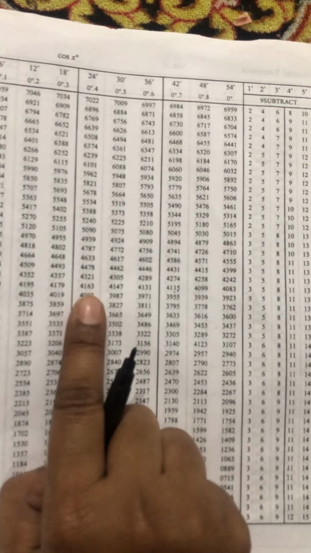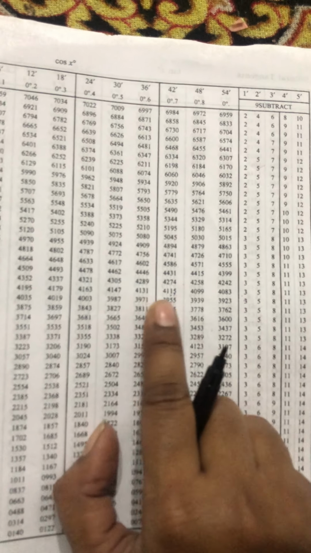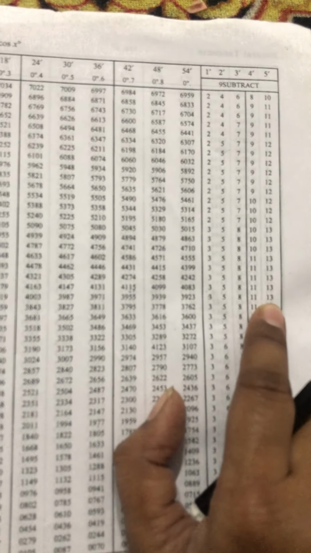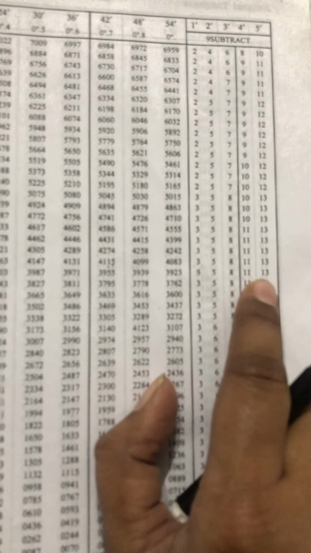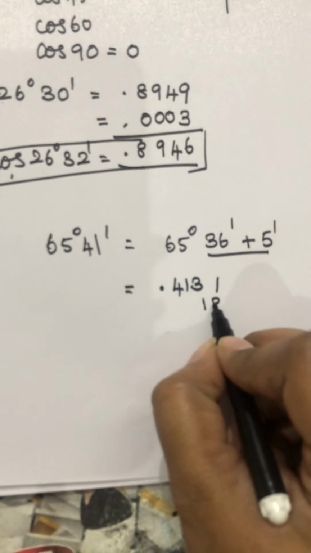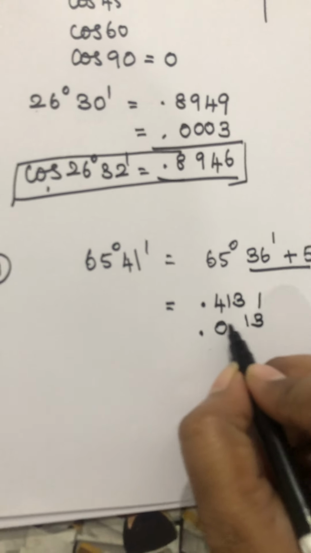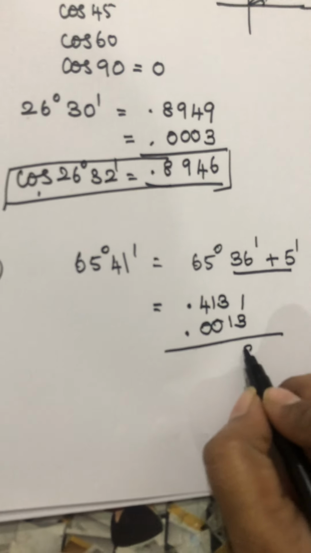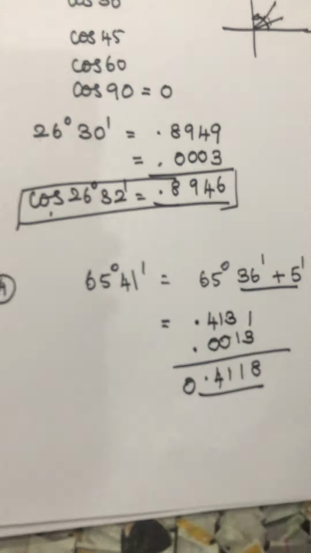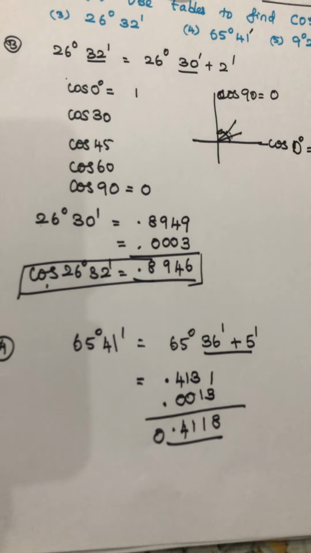65, and this is 36 and we have 5, so this is 13. Yes, can you see? It is 13. So we have to subtract, okay, for 5 minutes. So point and subtract. So this is 8114 point. So this is our answer for the second problem.